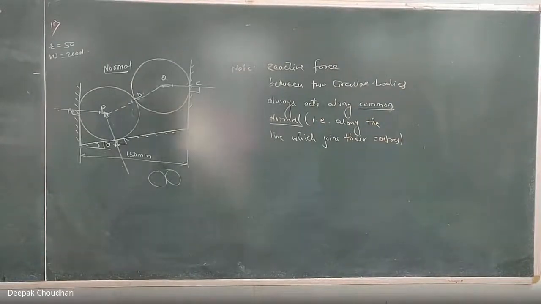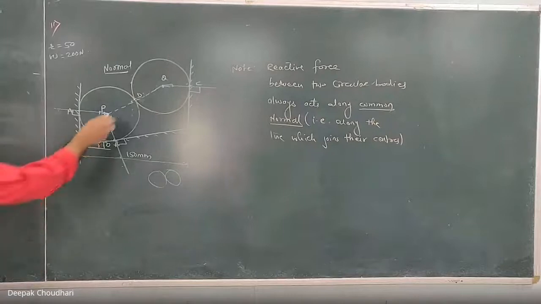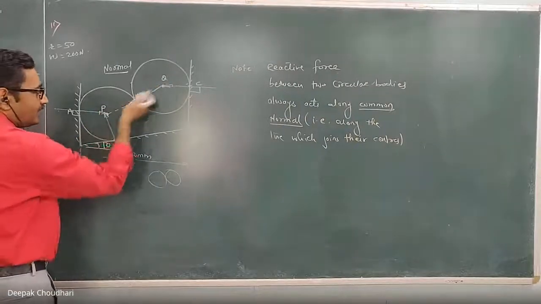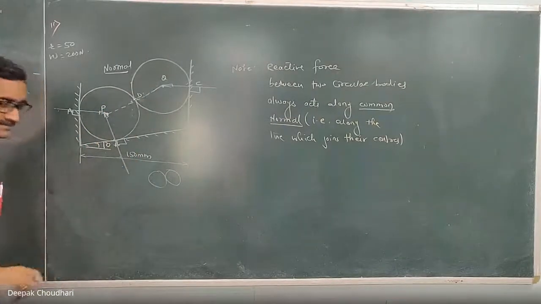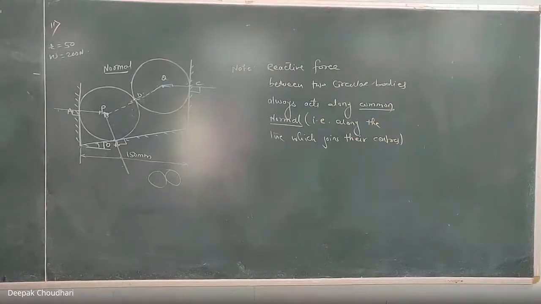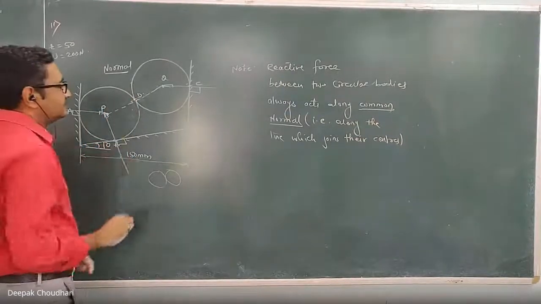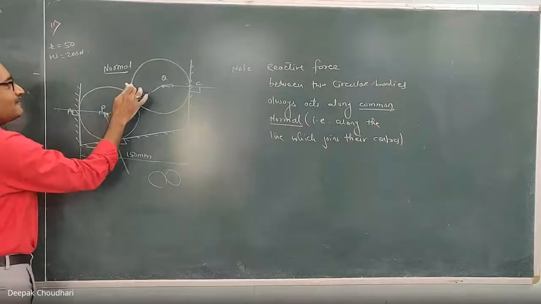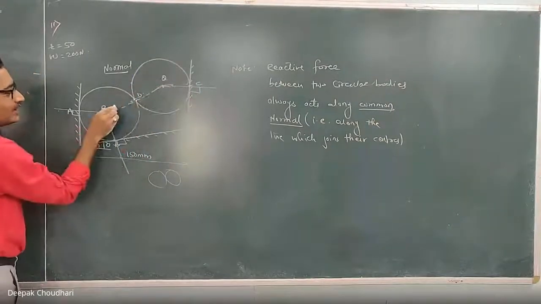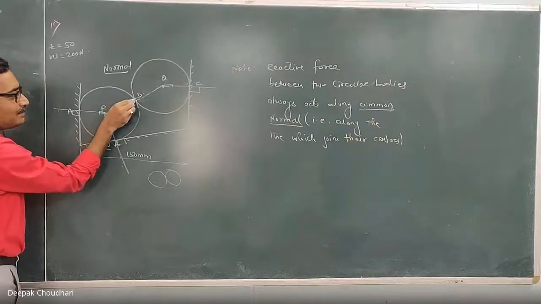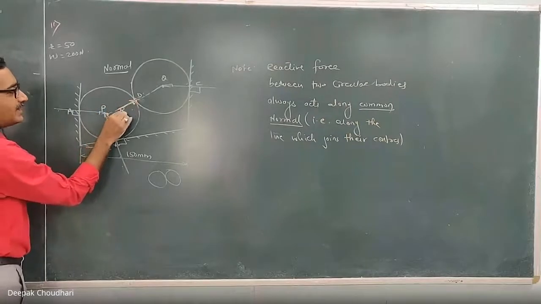So the reactive force between the two circular bodies acts along the common normal, that is, the line which joins their centers. Have you understood this? तो यहाँ पे भी एक रिएक्शन आएगा. यार इधर देखो, when I consider the FBD of Q, here I have to show the reaction exerted by P on Q. इसको RD consider करता हूँ.